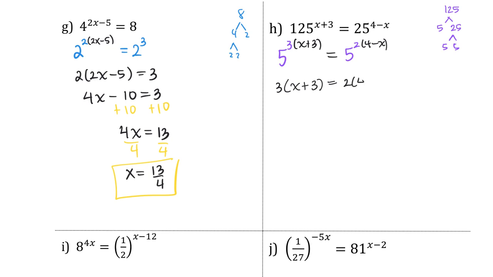Okay, and if you distribute it and then bring it down, that's fine with me. 3x plus 9, 8 minus 2x. Okay, move your x's to one side, move your constants to the other, and you could do it at the same time. Let's move the 9 at the same time. Okay, 5x equals negative 1. So x equals negative 1/5.